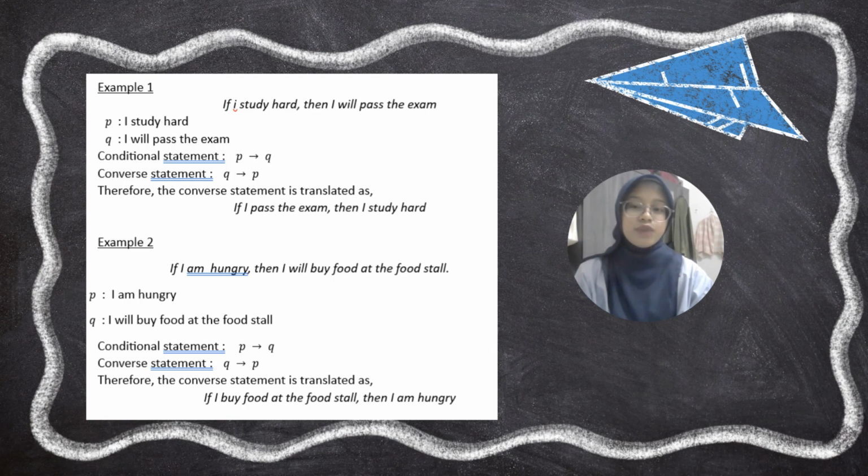Next we will see example 2, where the original statement given is, if I am hungry, then I will buy food at the food stall. So we can see that P is I am hungry and Q is I will buy food at the food stall. The conditional statement will be if P then Q, then the converse statement is if Q then P. Therefore, the converse statement is translated as, if I buy food at the food stall, then I am hungry.